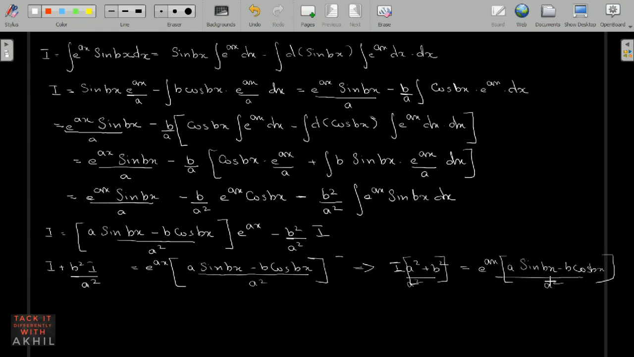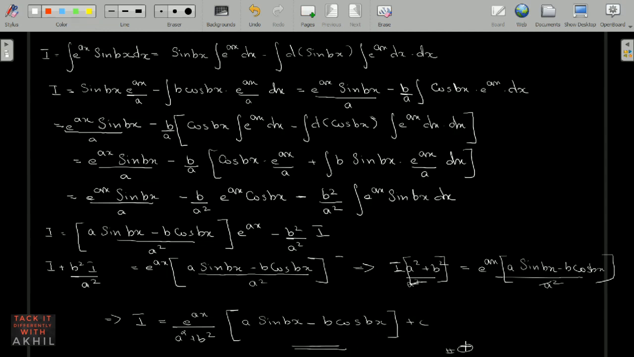Now you can cancel a square and a square, and taking a square plus b square to the other side, we have I is equal to e raised to ax divided by a square plus b square into a sine bx minus b cos bx, plus c. Quite easily done. Now let's look at our second problem.